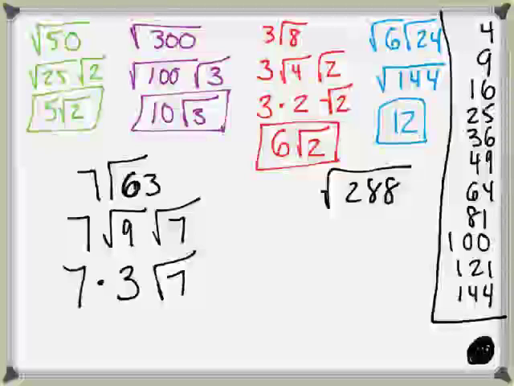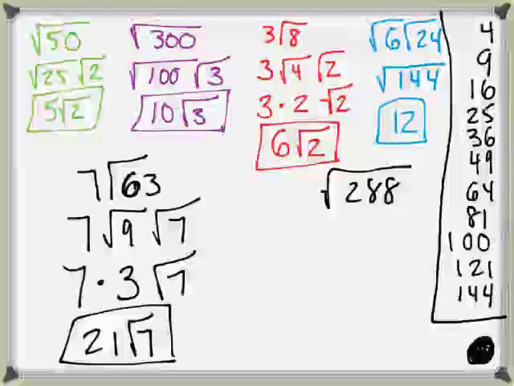And then when we have more than one number outside at the end, we multiply them together. So 21 times the square root of 7. If we would type that into the calculator, it would give us exactly the same thing as typing in 7 times 63.